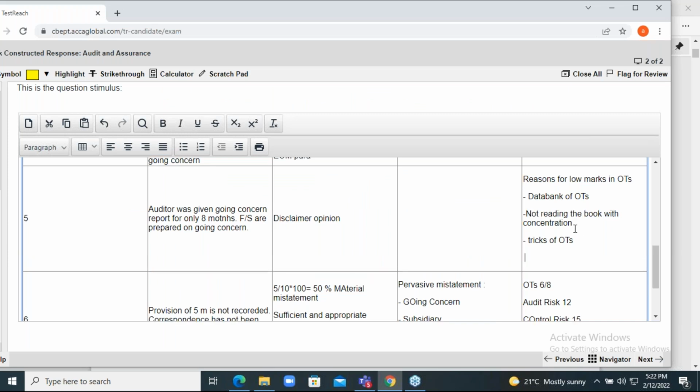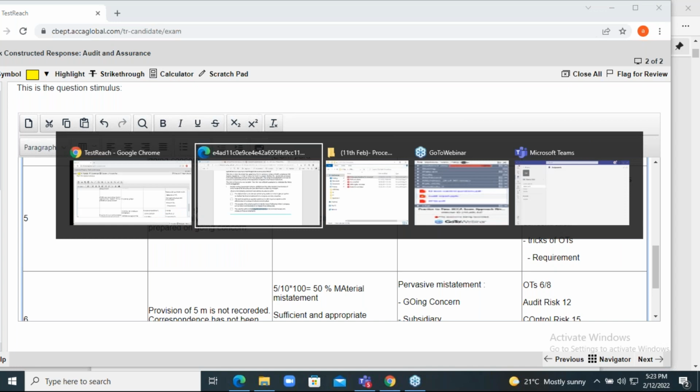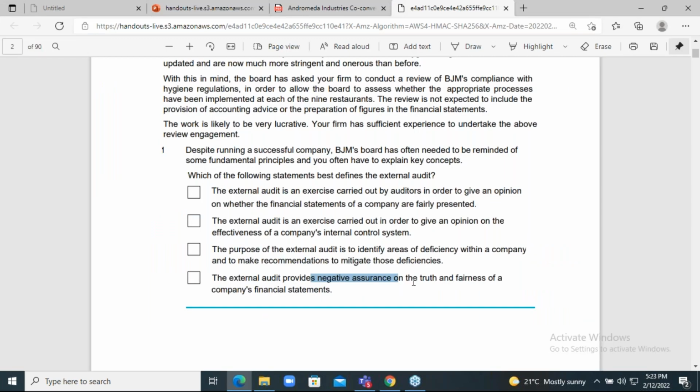Now, what are the tricks of OTs? Trick number one, requirement. What happens? Students read the answer and in his opinion an option is okay and he clicks. Whenever you have selected an option, don't tick on it. Just wait, go for the requirement, once again read the requirement and then confirm the option you are going to take is correct under the circumstances or not.